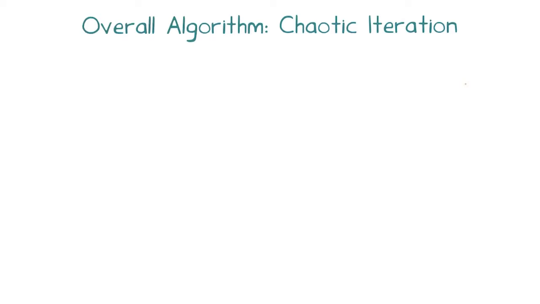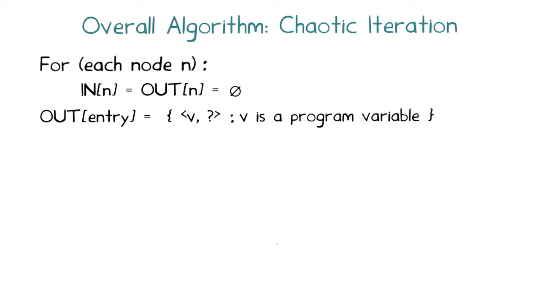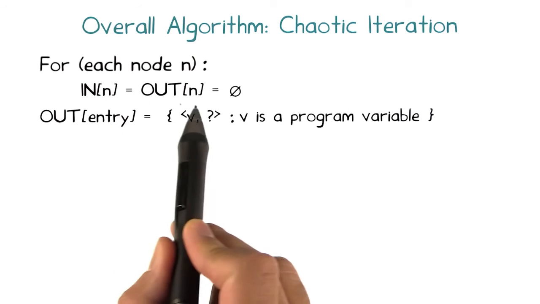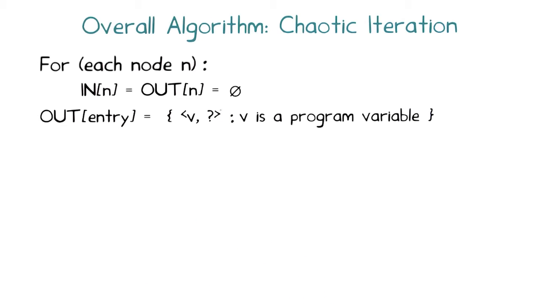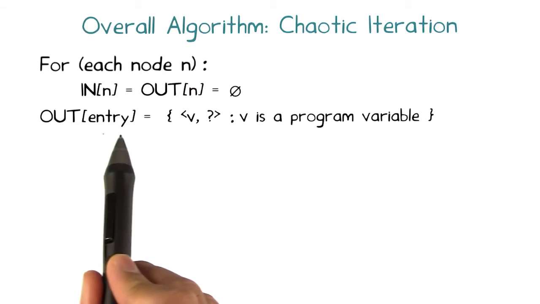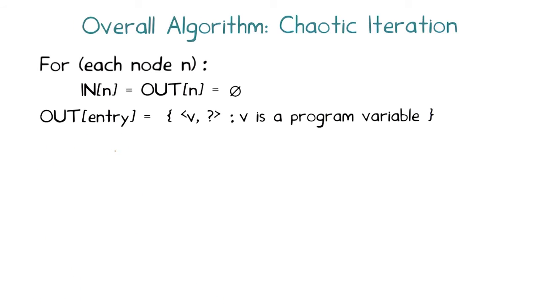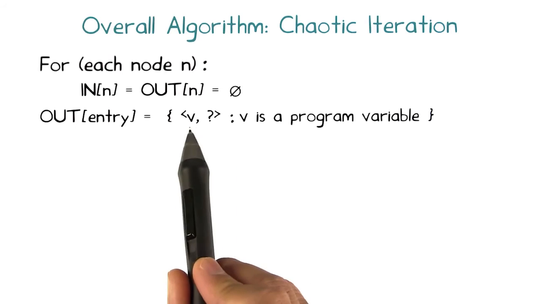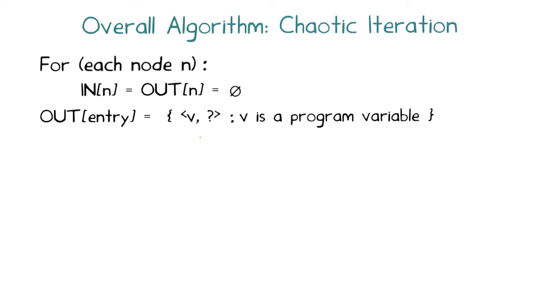Equipped with the two operations of reaching definitions analysis, let's step through the overall reaching definitions analysis algorithm. The algorithm starts by initializing the in and out set of each node n in the control flow graph to the empty set. The only exception is the out set of the entry node of the control flow graph, which is initialized to contain a hypothetical definition for each variable v in the program. It captures the fact that each variable is undefined or uninitialized at the start of the program.